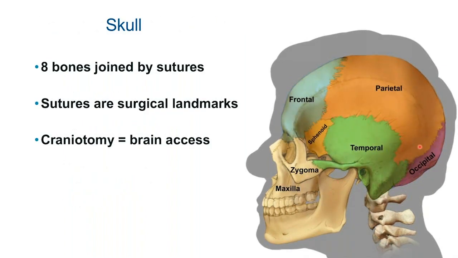Okay, so here's the skull. The skull is actually formed from 8 separate bones that fuse together along these lines. I'm hoping you can kind of see my little laser pointer. These lines are called sutures.